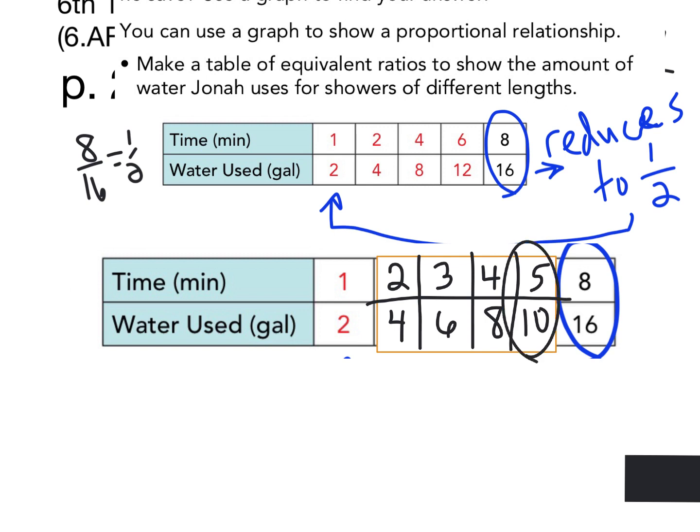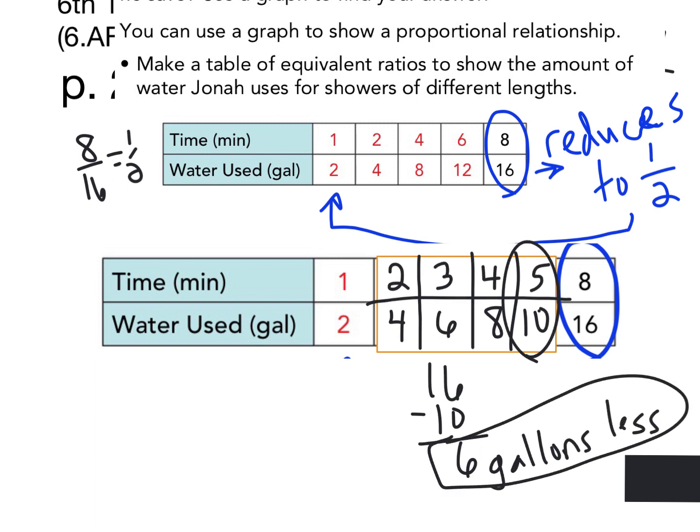Okay. Once we know that, the question is how much water would he save? So 16 gallons versus 10 gallons, that would be 6 gallons less, or 6 gallons that he would be saving. Okay. Now, like I said, there's nothing wrong with what the book did. It's just that they skipped over the number that we were trying to find. So if you do it this way, what we just did, you'll be able to look at this, and then you can also graph it, and you can show the answer on your graph as well, which we'll look at next.